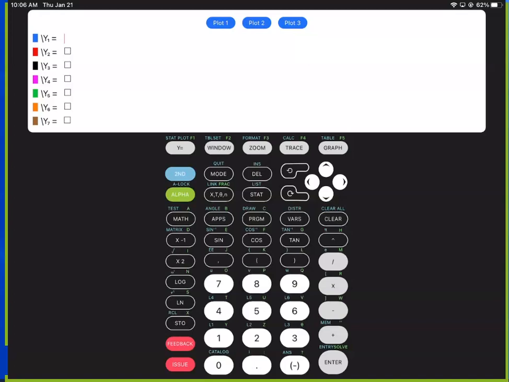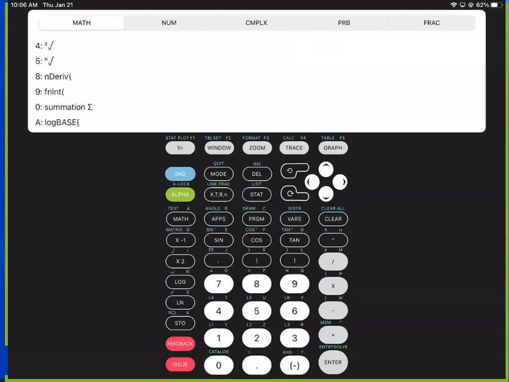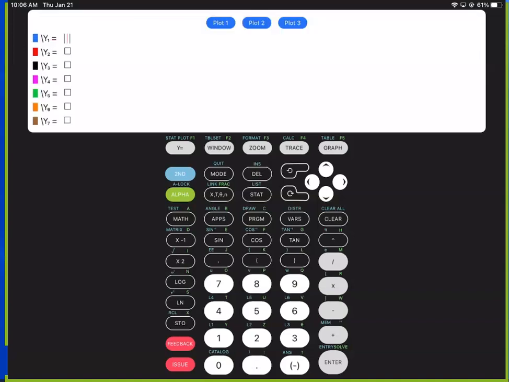Then you're going back to your math menu. In your math menu, once you hit math, you have to scroll to the right 1 time. It's actually in that number menu. So scroll to the right 1 time. And then it should be that first option. It says ABS, that's absolute value. And you just hit enter.